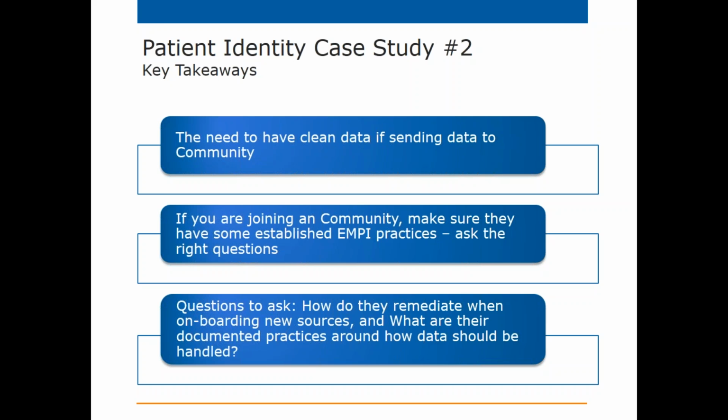And again, other questions to ask is just how do they remediate when onboarding new sources, and what are their documented practices around how data should be handled? You know, if you have 10 million records in your system and you get another facility that only has maybe 30,000 records, that's not going to be a huge impact. But if you have 10 million records and you get a source that's going to add another 5 million records, that's a huge impact on your data and on your matching. So you want to make sure they've done their homework around that in the connected community and their entity, so that they can either ramp up for the linkages that may occur, or they can tune their algorithms to better suit that new source that comes on.